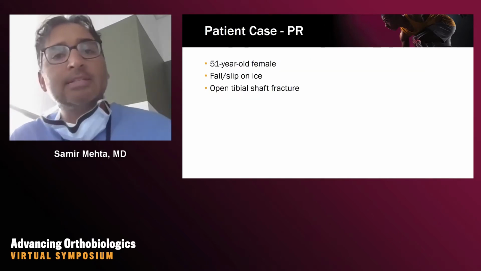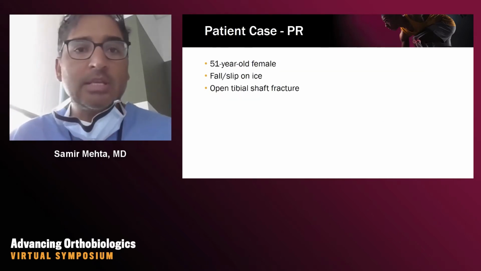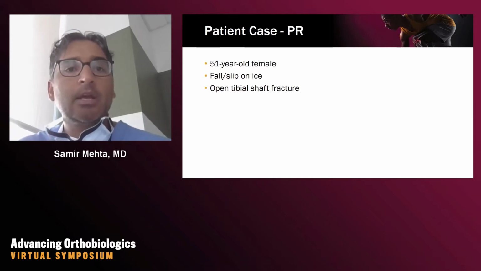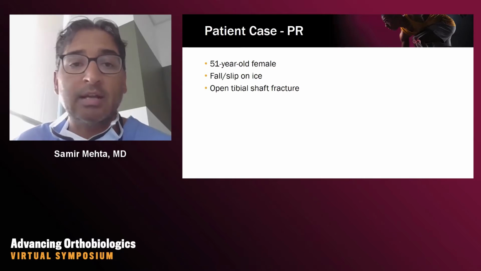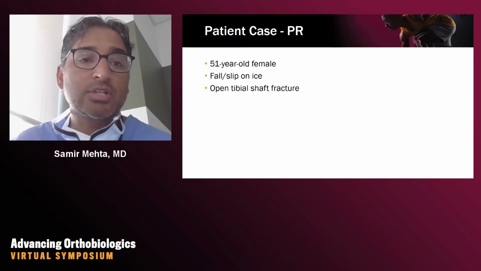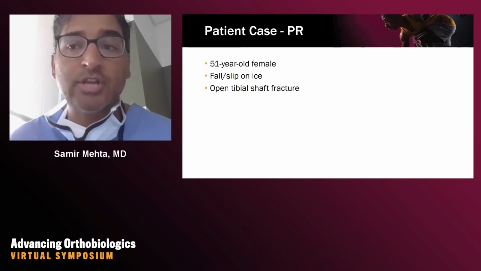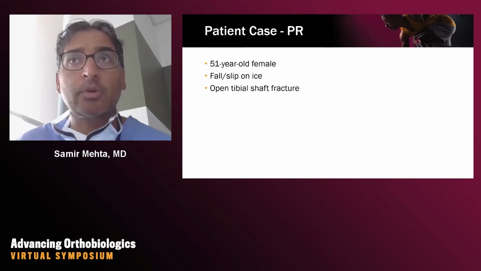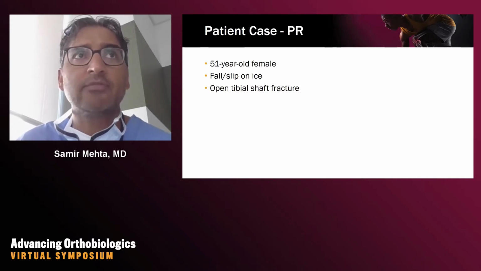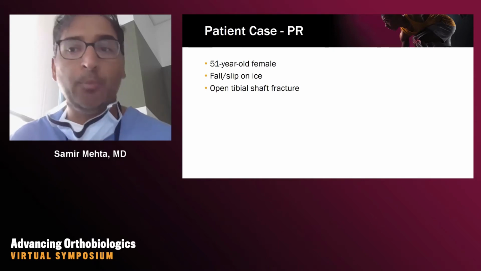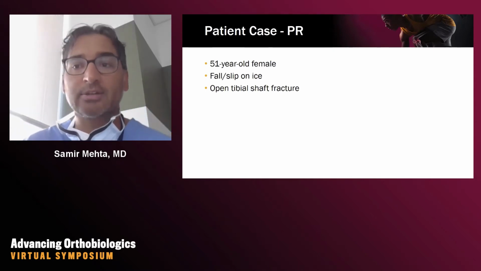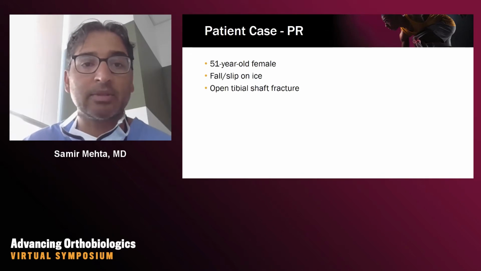So I'm going to start off with a case. I always like cases because I think it frames the discussion a little bit. PR is a patient. She's a 51-year-old female. She happens to be a nurse that works at an outside hospital. She fell and slipped on ice and had an open tibial shaft fracture. This is what we call a type 1 open tibia, so it's a fairly benign open fracture, if you can consider open fractures benign in the grand scheme of things.